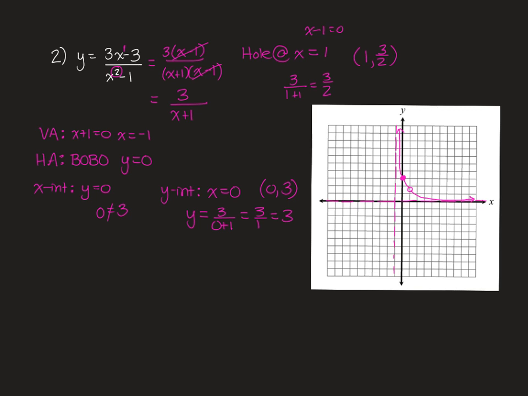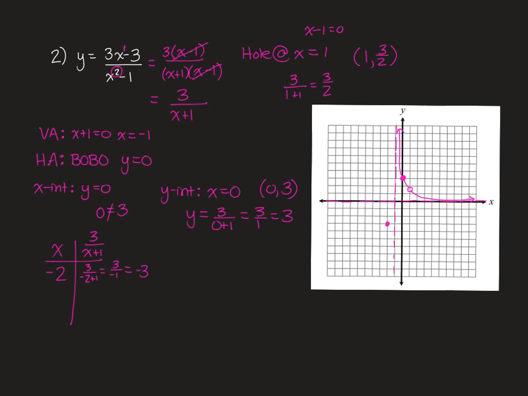So now all I need to do is find the pieces of the graph that are to the left of that vertical asymptote. So again, I'm going to use x values that exist to the left of negative 1. So let's look at negative 2. And again, we're going to plug these into the simplified form. So I will get 3 over negative 2 plus 1. So negative 2 plus 1 is negative 1. So we get -3. At -2, we are at -3.